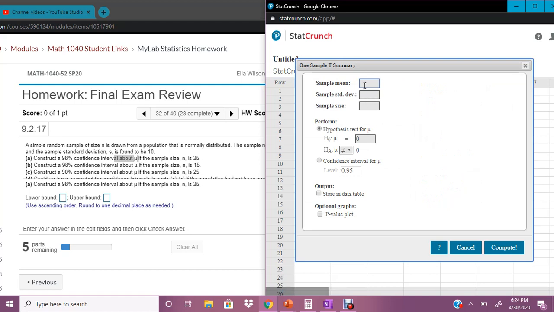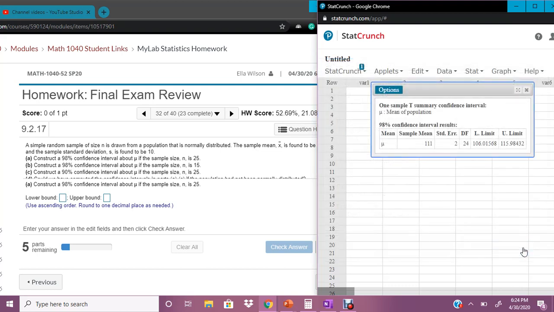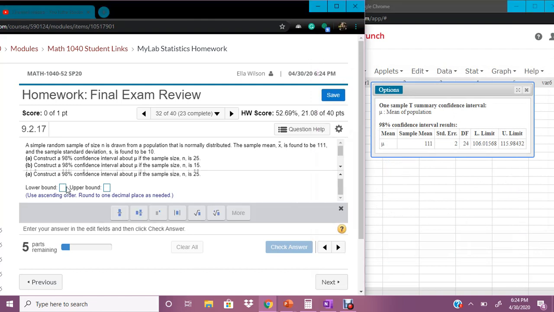And then with summary, we have the sample mean of 111. Let me make this smaller. The standard deviation is 10, and the sample size for this first one is 25. And we want a 98% confidence interval. So we'll select confidence interval and change it to 98. Our lower and upper limits are the lower and upper bounds.